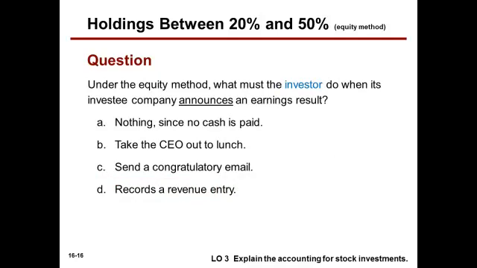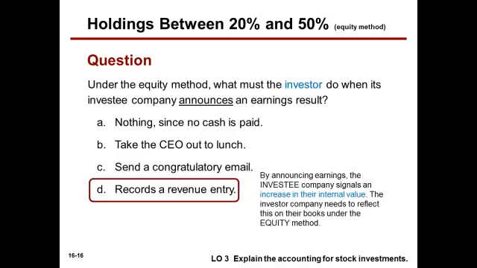Review question. Under the equity method, what must the investor do when its investee company announces an earnings result? A, nothing since no cash is paid. B, take the CEO out to lunch. C, send a congratulatory email. Or D, record a revenue entry. What should the investor or company do? D, record a revenue entry.